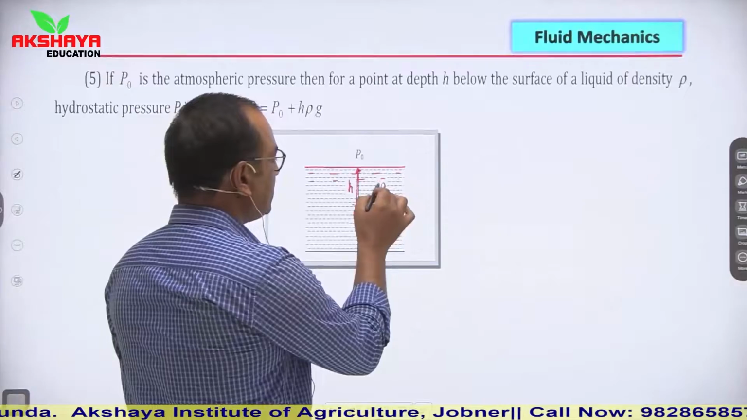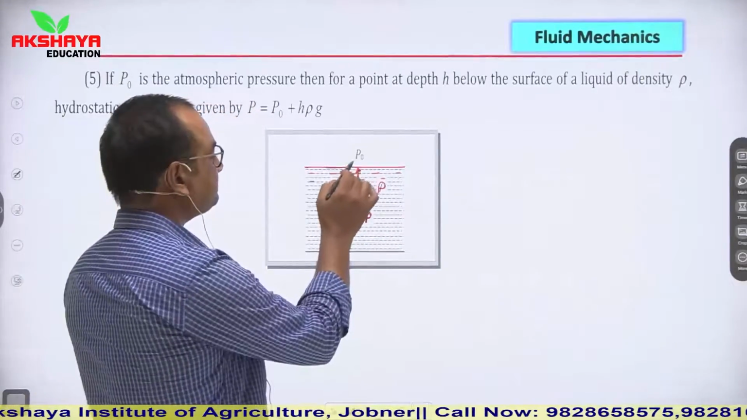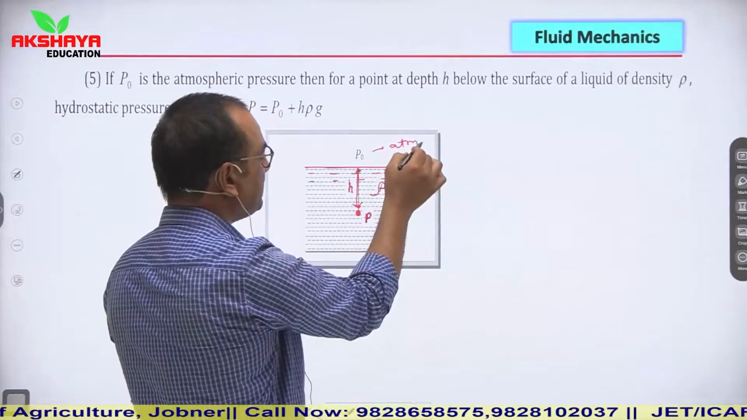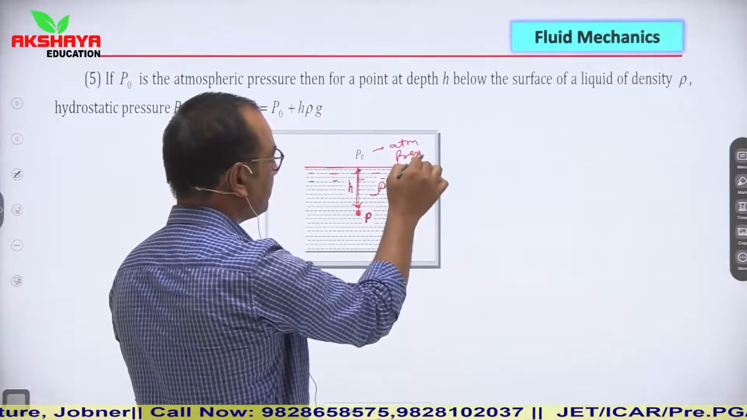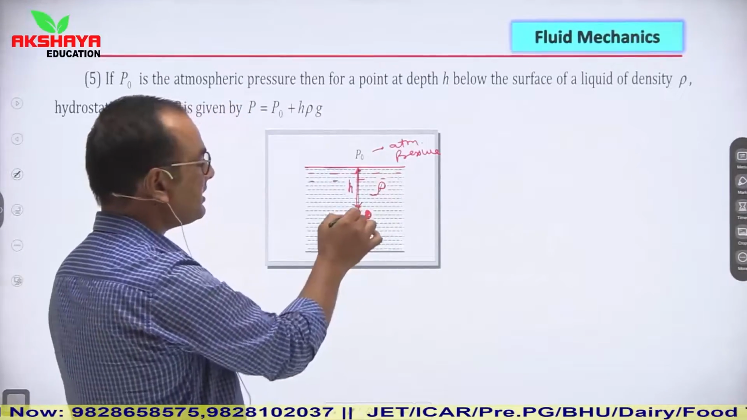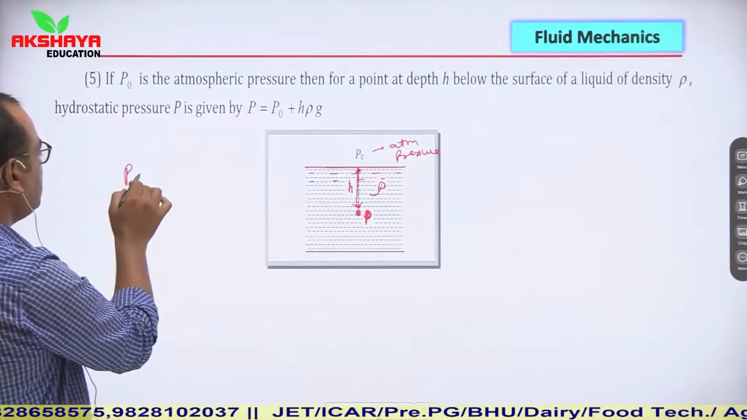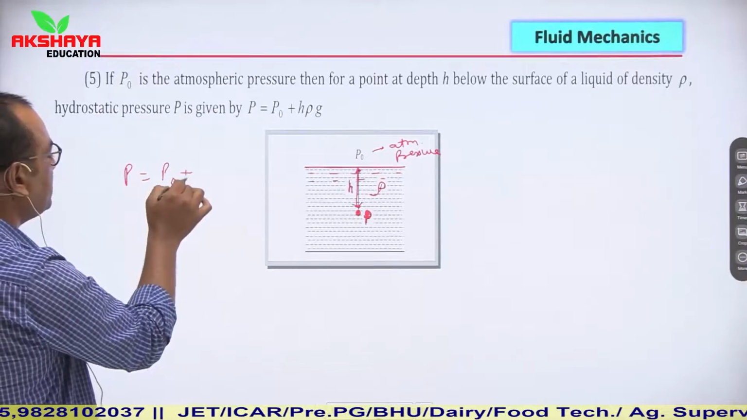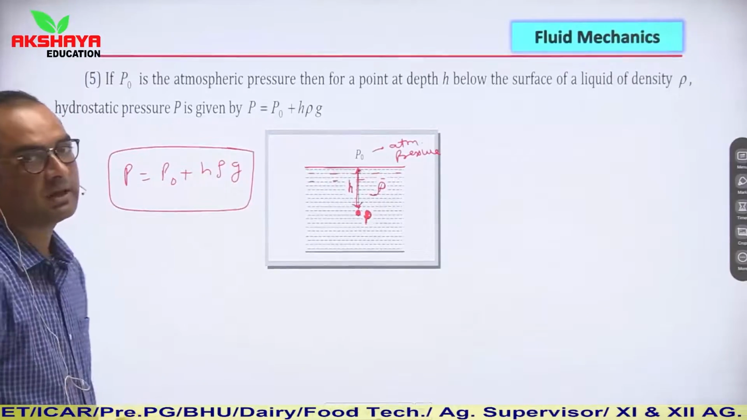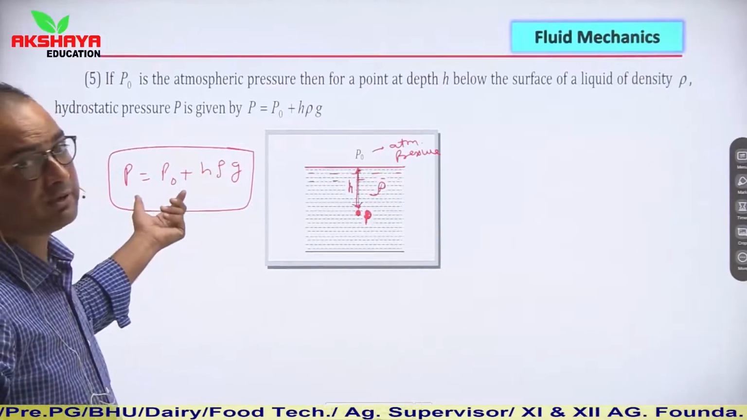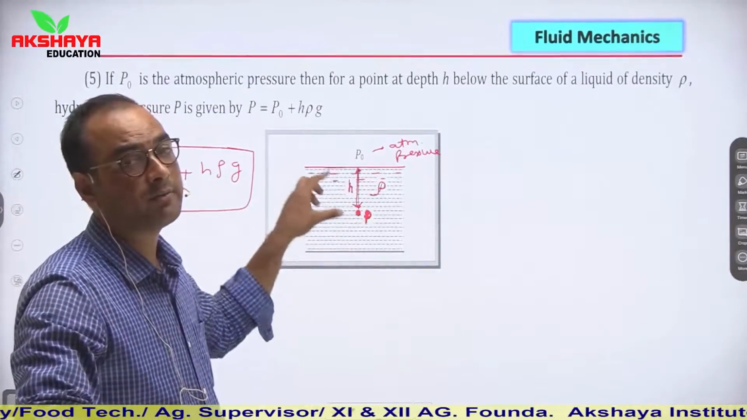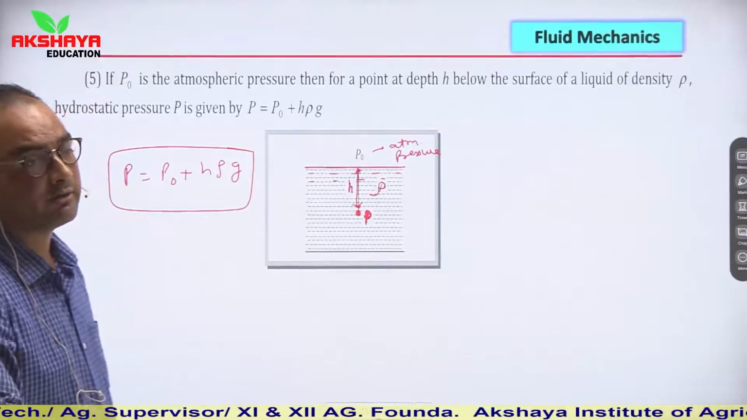Let us say the density of this liquid is rho. Here, the outside pressure is atmospheric pressure, and here it is pressure P. So if we talk about this pressure P, then it is given as P is equal to P naught plus H rho G. This is the value of pressure which we have to measure at any point situated inside the liquid, at height H from the top of the liquid level.